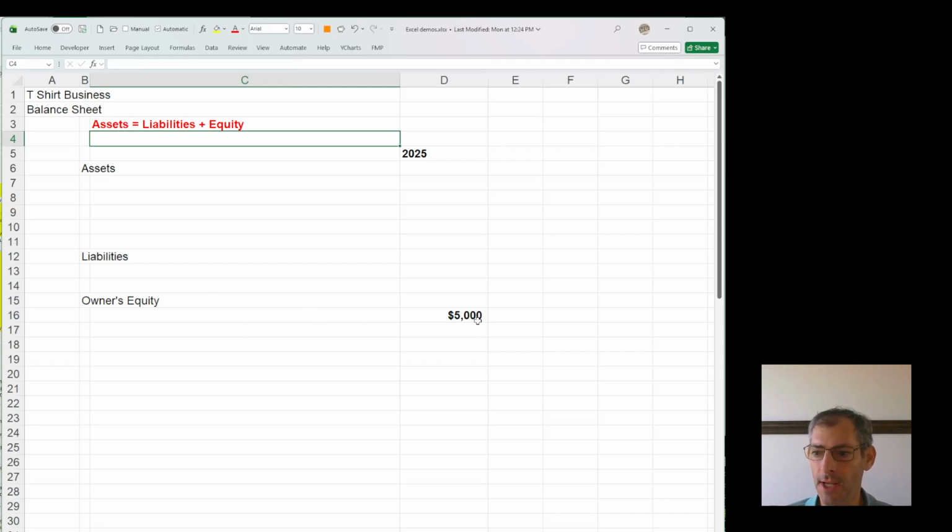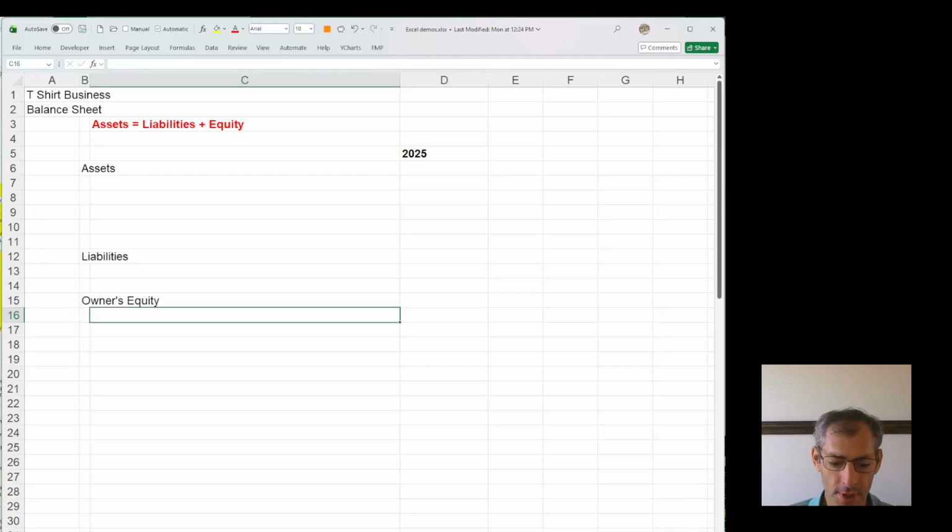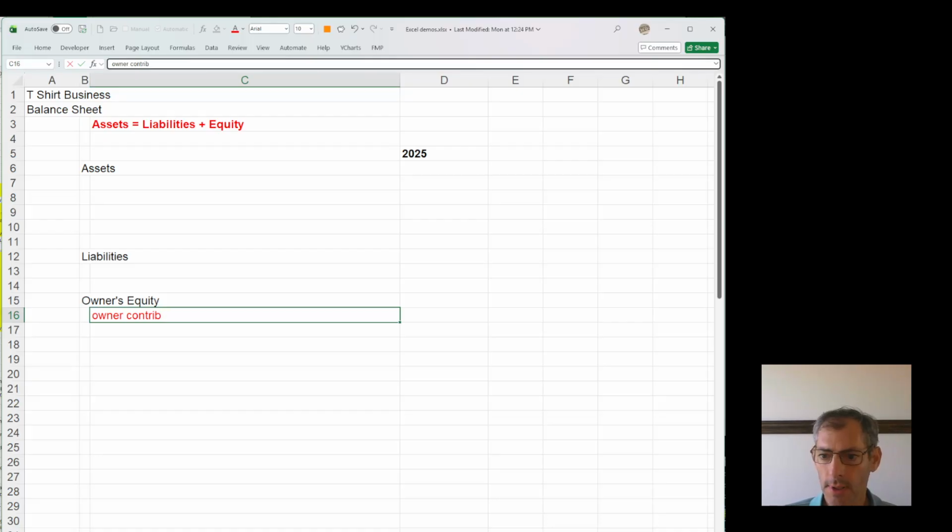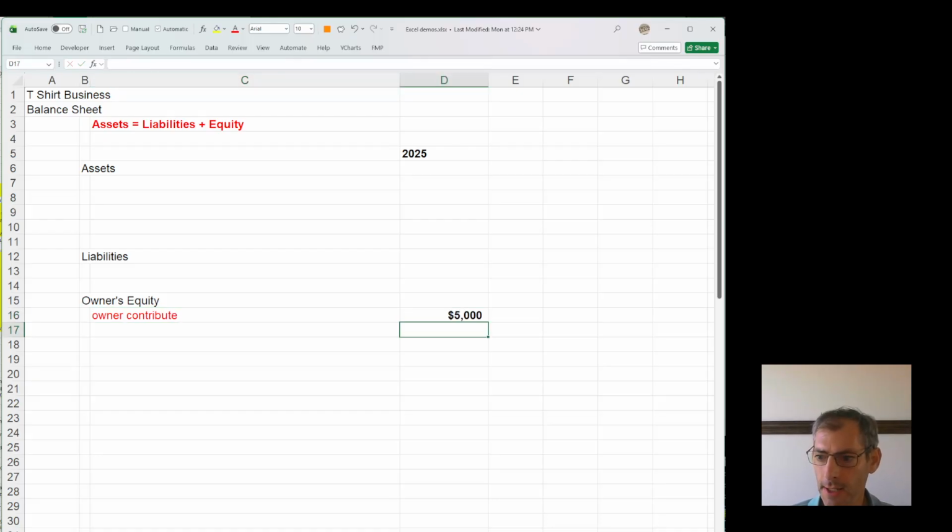But just to give you an example, when a business is started, for example, the owner may contribute $5,000, let's say. It's on day one. And what does that mean? That means the business will now have cash of $5,000, right? Owner put in 5,000, so now the assets of the business are $5,000 of cash. You'll see assets equals combination of liabilities and equity.